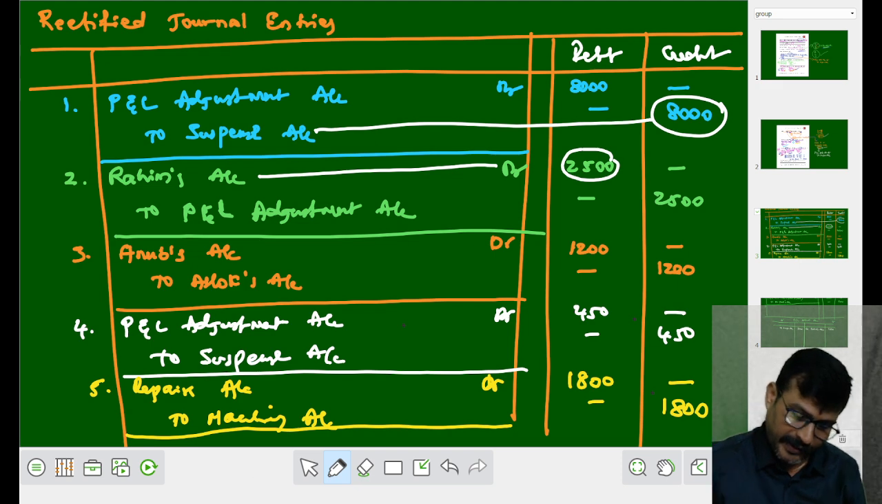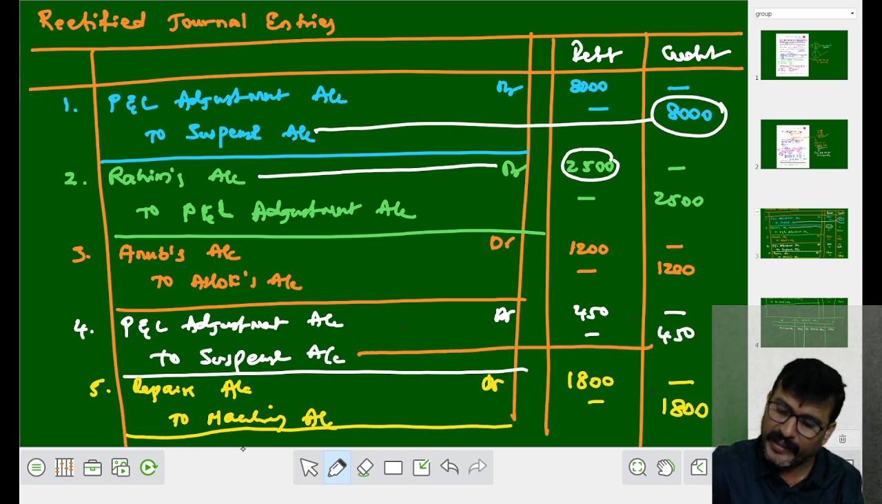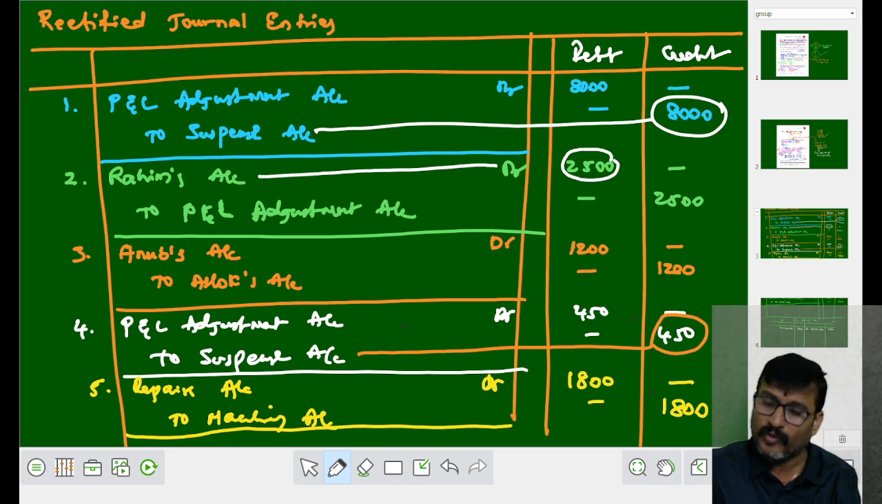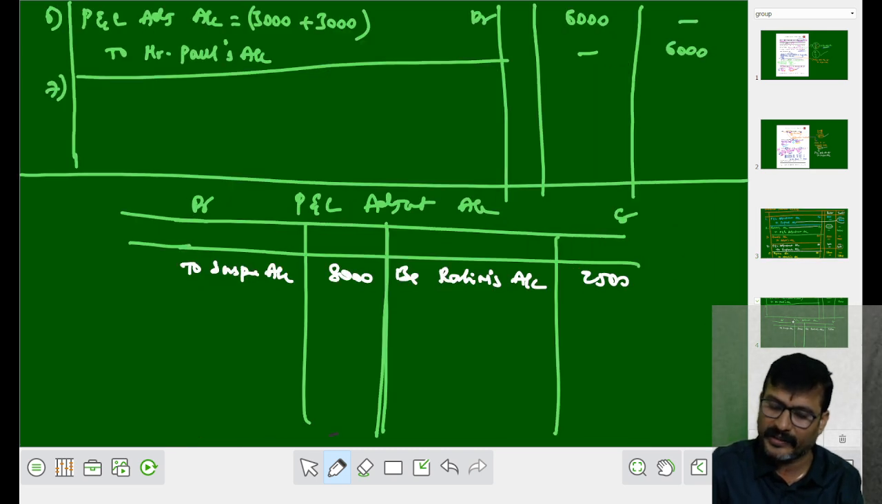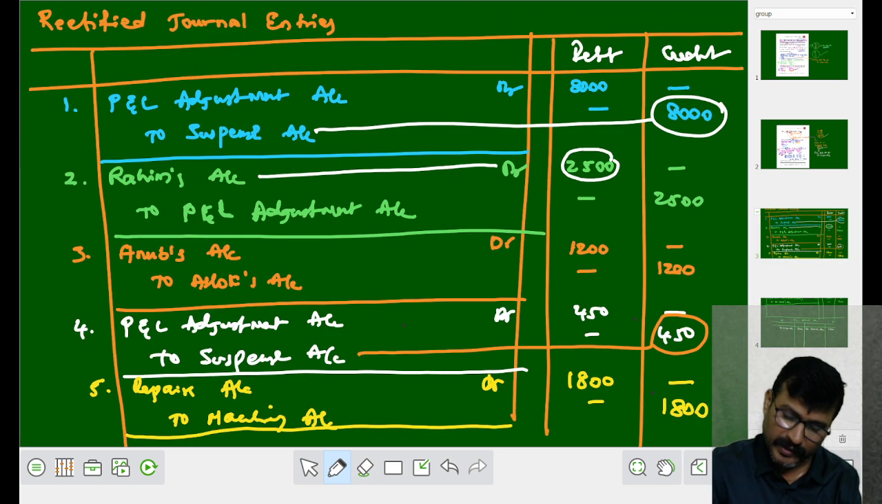Shall we move on to the third one, my dear student? See what happened here. Anup to Ashok. Do you think Anup and Ashok, we have a P&L adjustment here? No. So leave it. Now, see the next concept. That is your P&L adjustment account debit to suspense. Since suspense account is in the credit side of journal, it comes to the debit side of ledger. So what we have to write? We have to write to suspense account with 450.